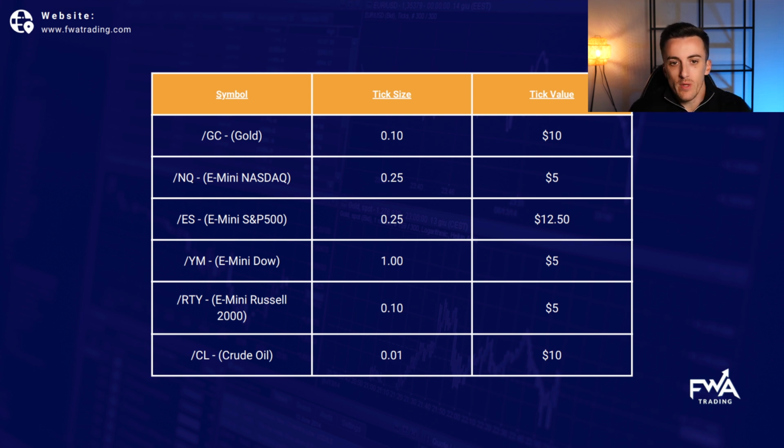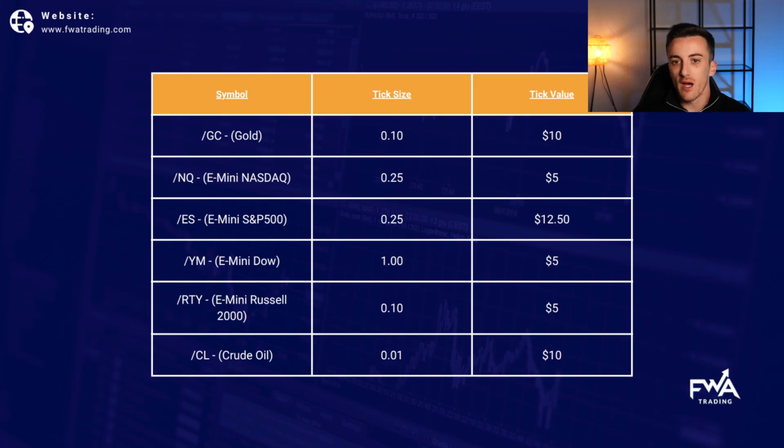So on this table, we have gold, the NASDAQ, the S&P, the Dow, the Russell, and crude oil. You guys have to understand that ticks and points are two very different things. This is the size of a tick and the tick value. Each 0.1 tick move on gold is worth $10. On the NASDAQ, it moves in increments of 0.25, and each of them is $5. And then for the S&P, $12.50. So as you guys can already see, the tick size of the NASDAQ and the S&P is the same, but the tick value is actually a lot more.